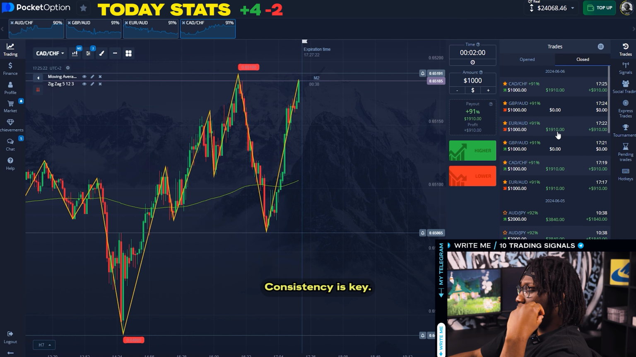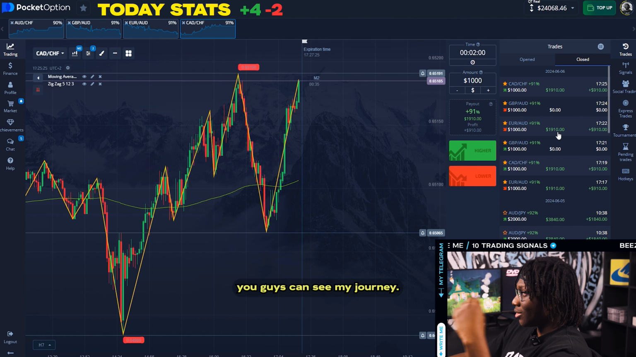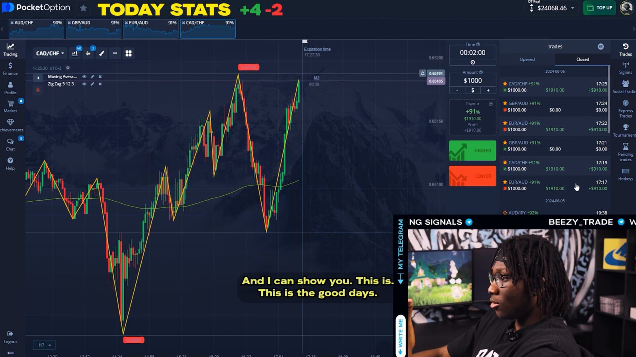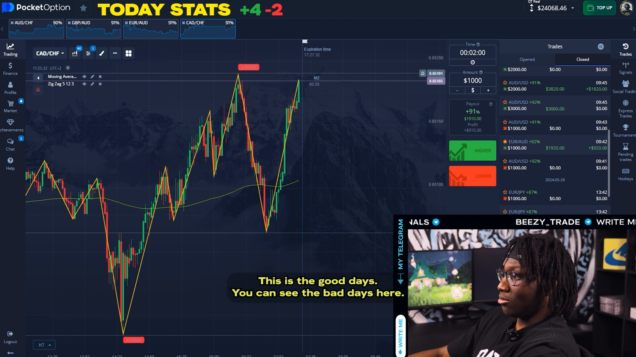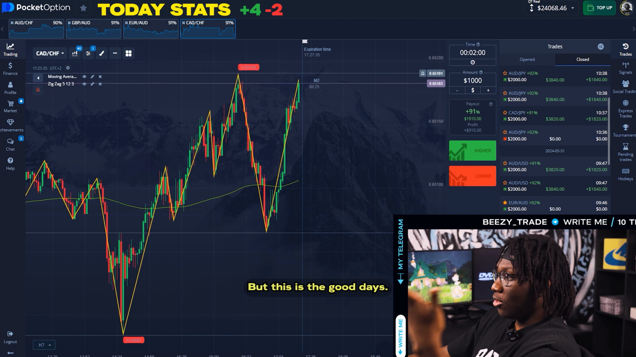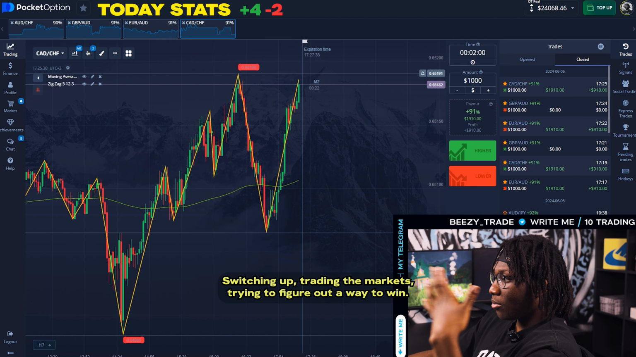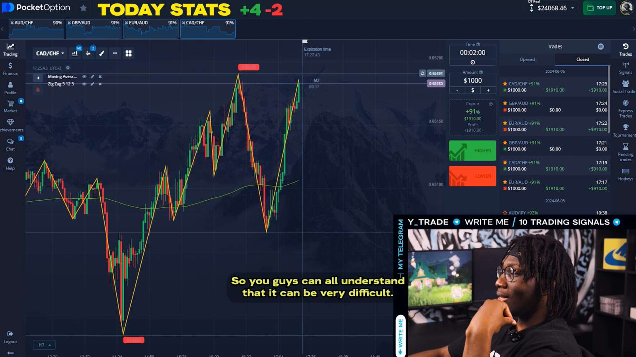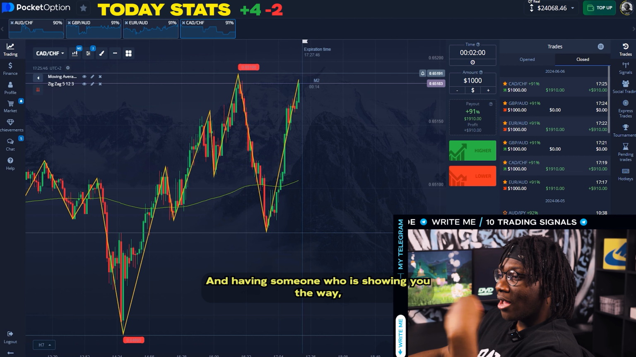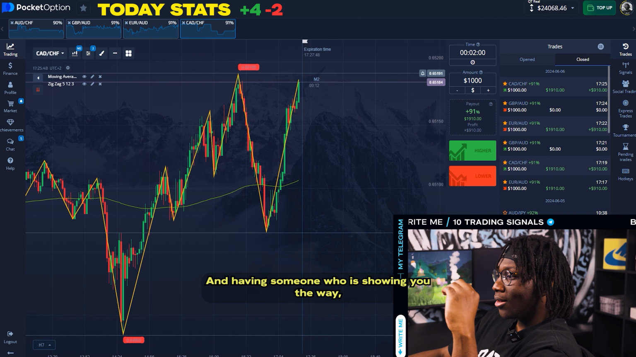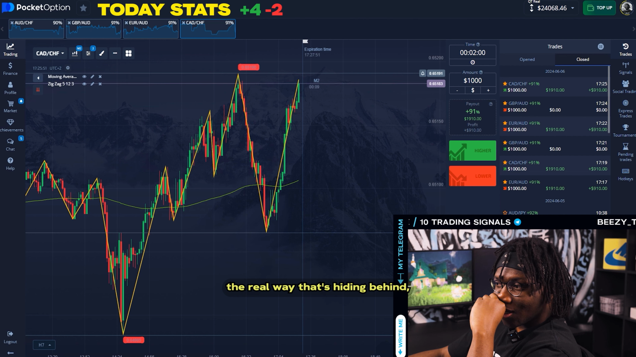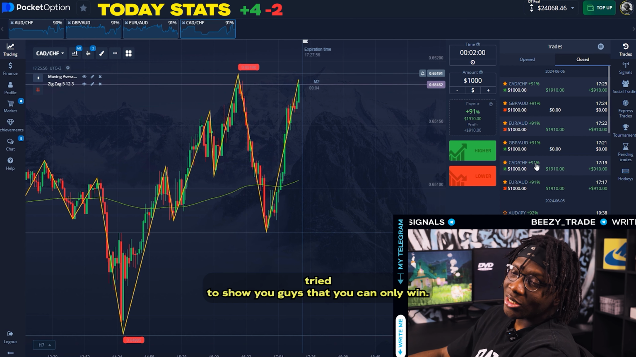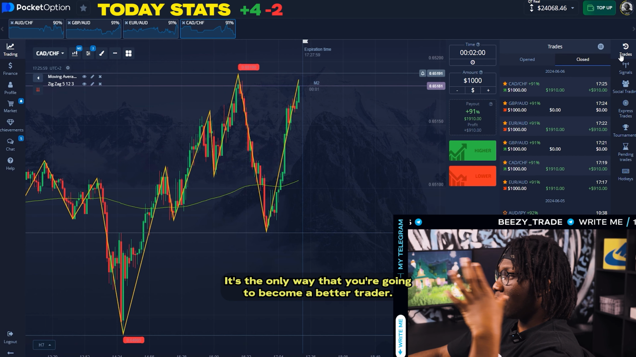Consistency is key. Doing this every day, and you guys can see my journey. You can see how everything goes, and I can show you. This is the good days. You can see the bad days here. That is ridiculous, but this is the good days. Switching up, trading the markets, trying to figure out a way to win. So you guys can all understand that it can be really difficult, and having someone who's showing you the real way, not hiding behind a screen or trying to show you that you can only win, is the only way that you're going to become a better trader.